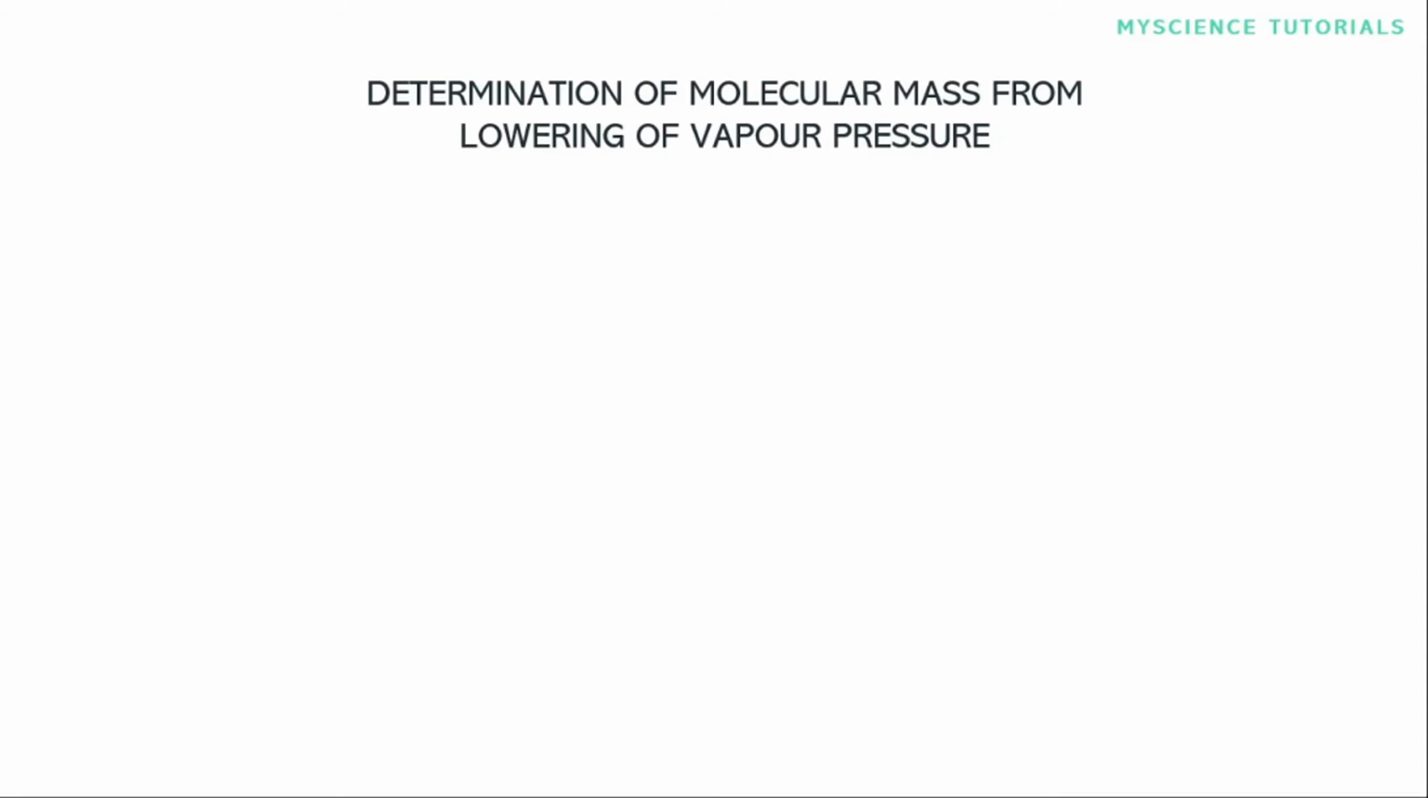All right, so now let's look at how to determine the molar mass from the lowering of vapor pressure. Now, the molar mass of a non-volatile solute can be determined by measuring the vapor pressure of the solution by dissolving a known weight of the solute in a known weight of the solvent. Now, we know that the change in vapor pressure, that is this, is equal to the mole fraction, that is this over n plus capital N.